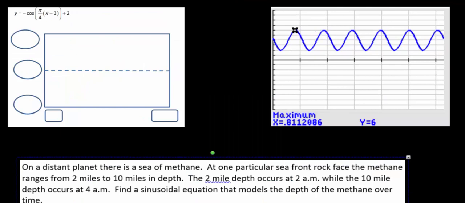Okay, on this one, this is an upside down cosine. So we got to draw the upside down cosine. It has a vertical shift of 2. Now the amplitude is 1. So we add 1 and we get 3. We subtract 1 and we get 1. So 2 plus 1 is 3. 2 minus 1 is 1.